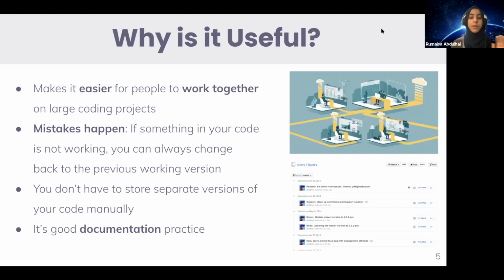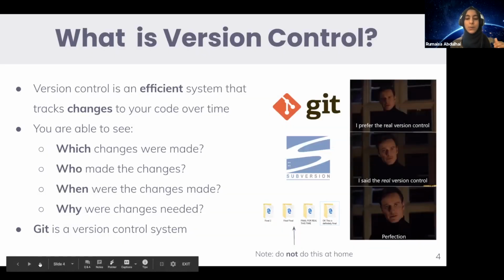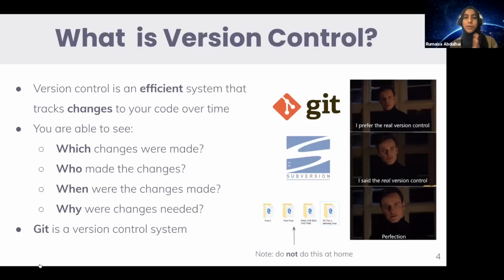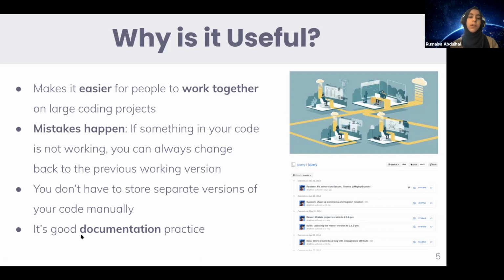And also, as we saw in the previous slide, you don't have to store separate versions of your code manually. Git will do that efficiently for you. So if you ever want to see what you did before and why you did it, you can use Git or GitHub to do that. And that's also just good documentation practice. Documentation is a way for you to mark progress in your code.